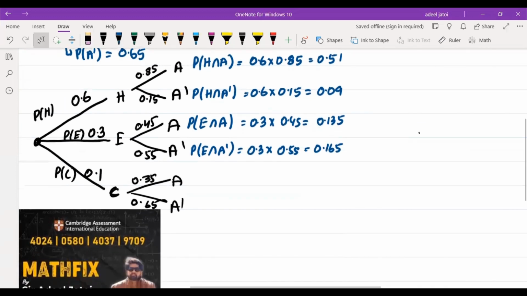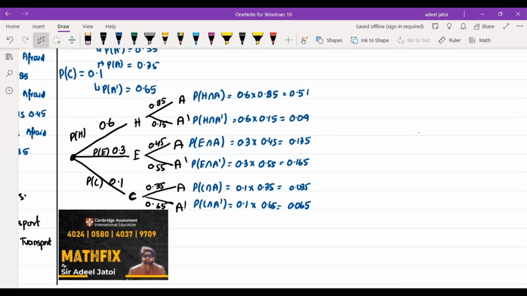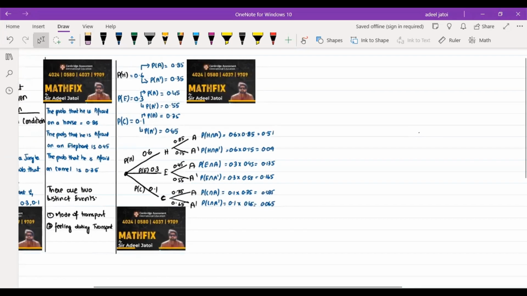Noting that sitting on elephant, sitting on camel and being afraid will be 0.1 multiplied by 0.35, will be 0.035. Sitting on elephant and not being afraid will be 0.1 into 0.65, which will be 0.065.